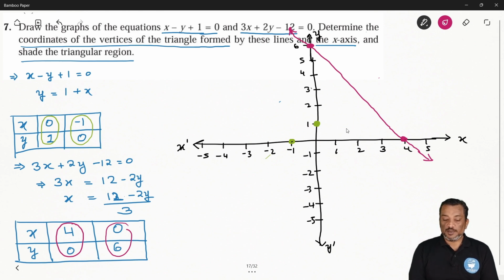Now the second one, we have to join it. Okay, so we joined the second like this, so you can get a graph like this. Okay, this is the second equation.